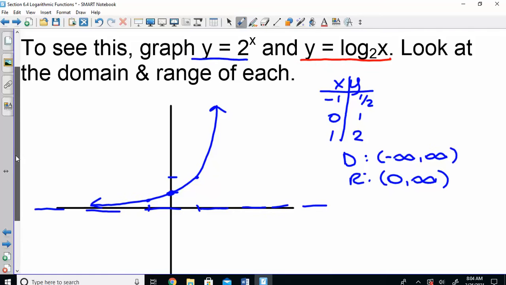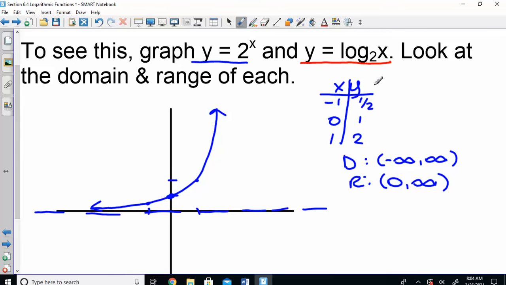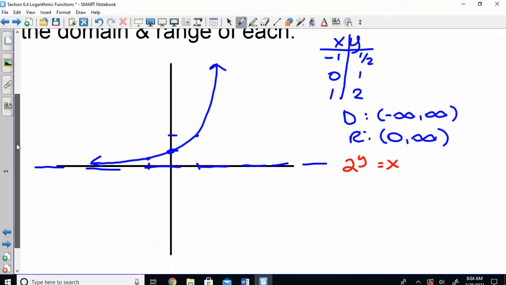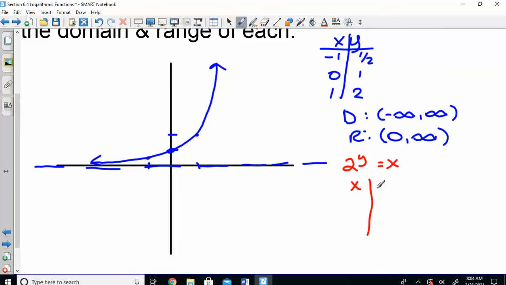If I want to graph that log, what I recommend is change it to an exponential first. So if we use the definition, you start at the base, so it would be 2 to the y equals x. If you were going to plug in points, would you plug in your points for x or for y? Y. Good. It's an exponential, so let's do the 3 points. Negative 1, 0, and 1. So 2 to the negative 1 power is 1/2. 2 to the 0 is 1, and 2 to the first is 2.